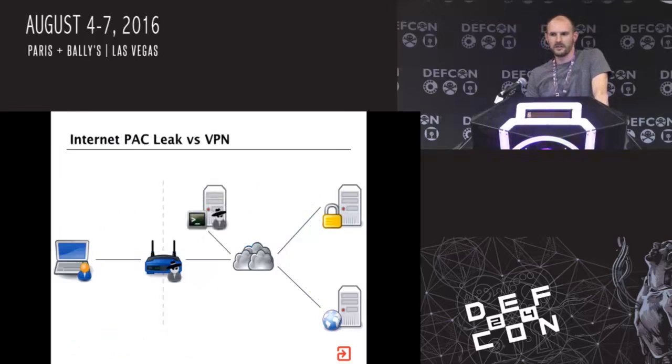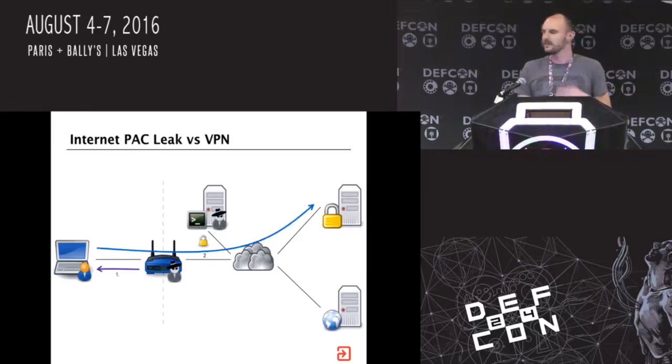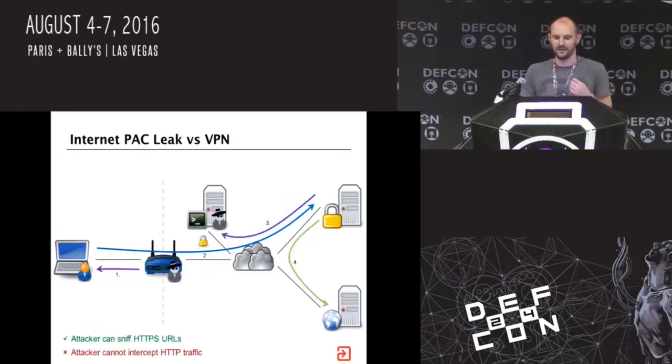So what if we move the web server hosting the pack file to the internet? So we tell the client that the pack file's on an internet-accessible server. They connect to their VPN server. They can now access that pack file and connect to the internet. So at this point, we are sniffing the URLs as we were before. But we can go one better than this.